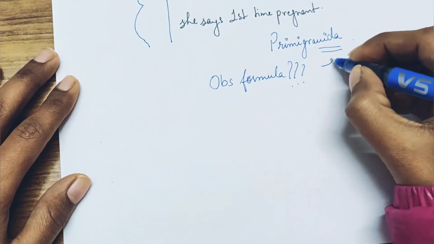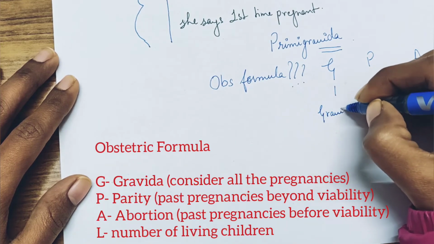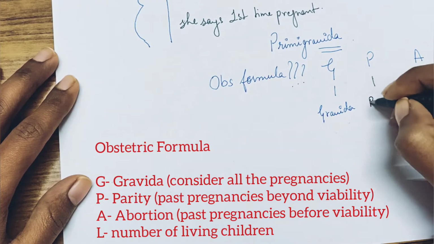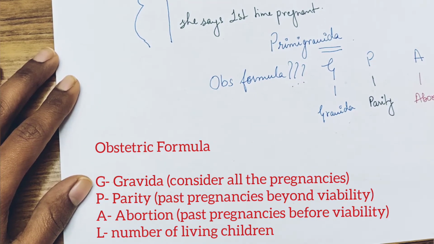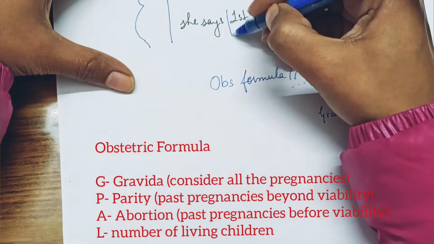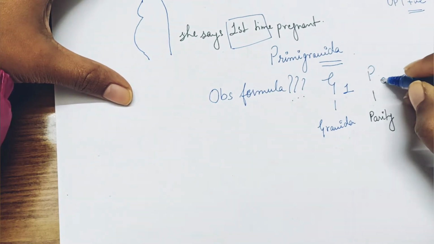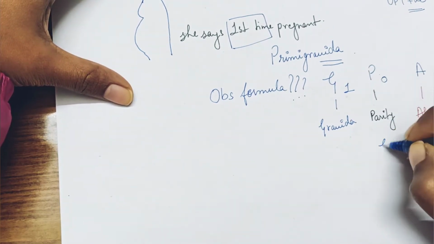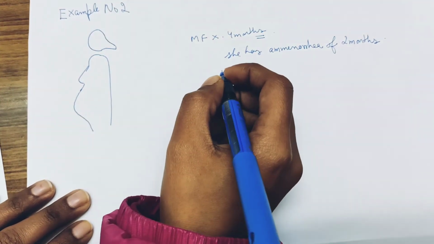Straight away I can say that she's pregnant for the first time, she's a primi gravida. But what's her obstetric formula? It's constructed as GPAL. So G is gravida, P is parity, A is abortion, and L is live birth. So gravida, she is pregnant for the very first time. So I'll consider her G1, P0, A0, L0. Right? That was one example.